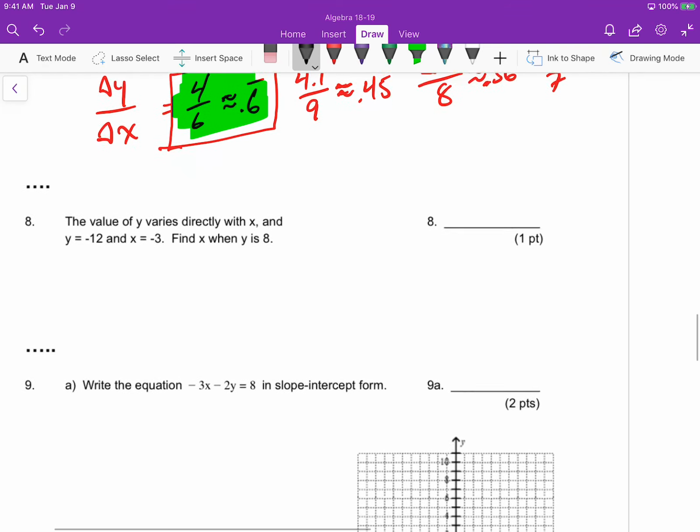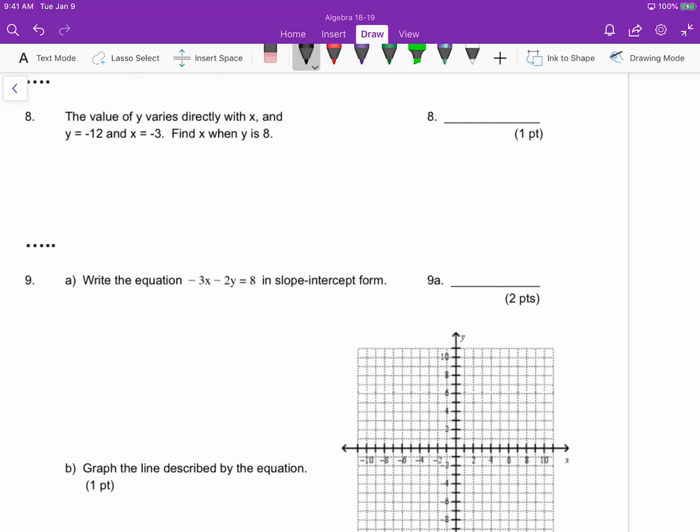All right, number 8, this is a throwback question. We haven't done this one like this in a while. I know in my classes we haven't done it in a long time. But as soon as you see y varies directly with x, you know you're looking for this situation. Basically, x times something turns into y.